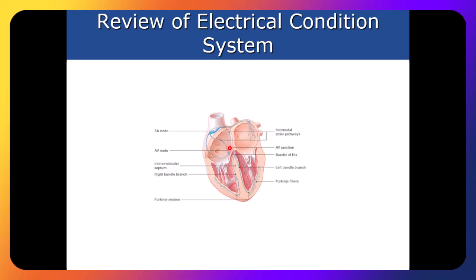Now, if the impulse originates at the AV node, basically what you're going to have is a firing with an inverted P wave and then your QRS. So your PR interval is normally going to be less than 0.12 seconds. Another key finding, as far as when you're doing that 5-step process of going through and identifying what you've got for this particular rhythm.